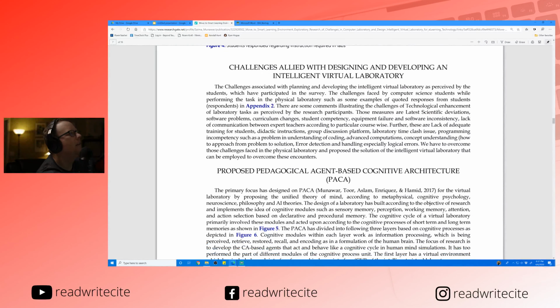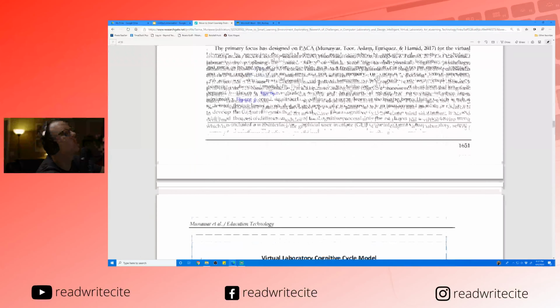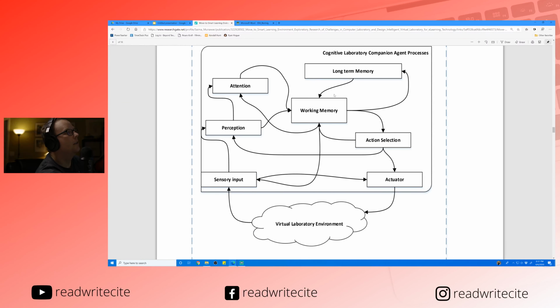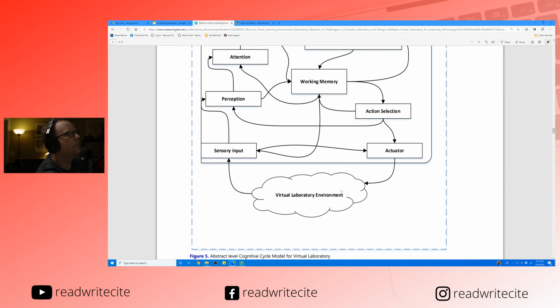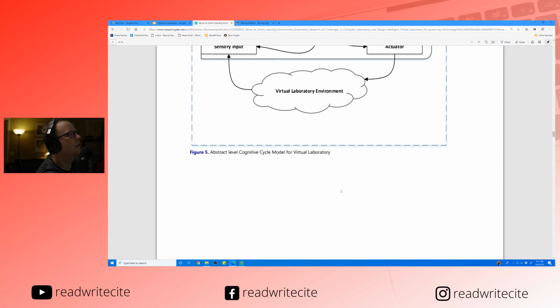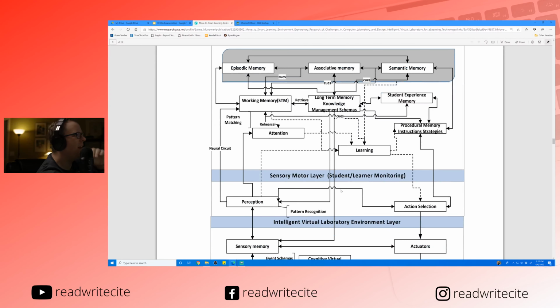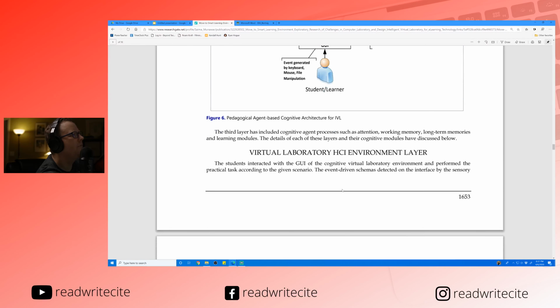Okay, then we get a section that they call Challenges Allied with Designing and Developing an Intelligent Virtual Laboratory. So they're going to kind of explain what their findings were related to this specific topic. This is kind of a design mock-up. They're showing how different concepts relate to each other. And that's even more complicated.